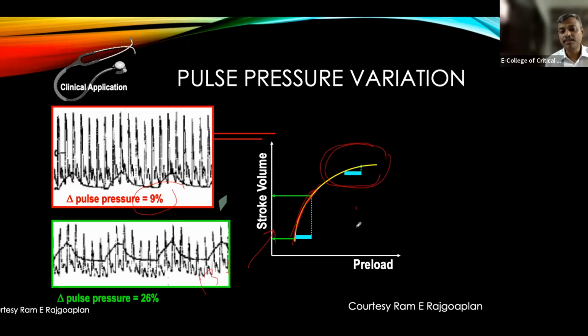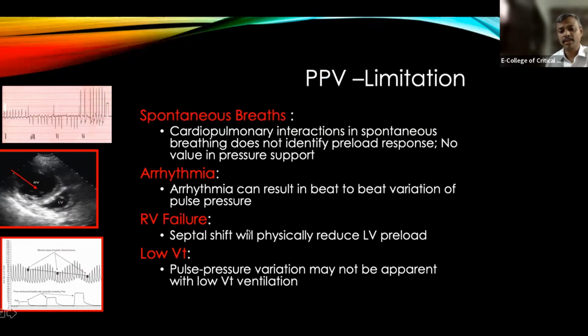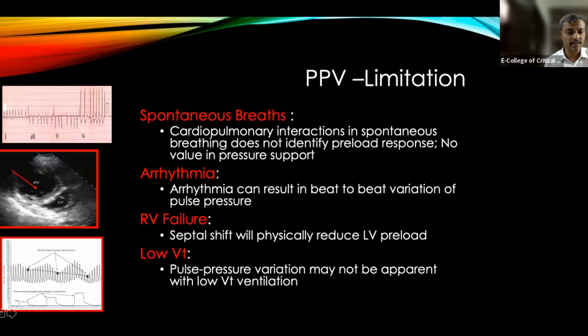This is called pulse pressure variation. If pulse pressure variation is more than 30%, you can give fluids. There are so many theories. We can discriminate the responders and non-responders with respect to fluid responsiveness, with 94% to 96% positive predictive value. Why is there this problem of lesser percentage? Because of these things.